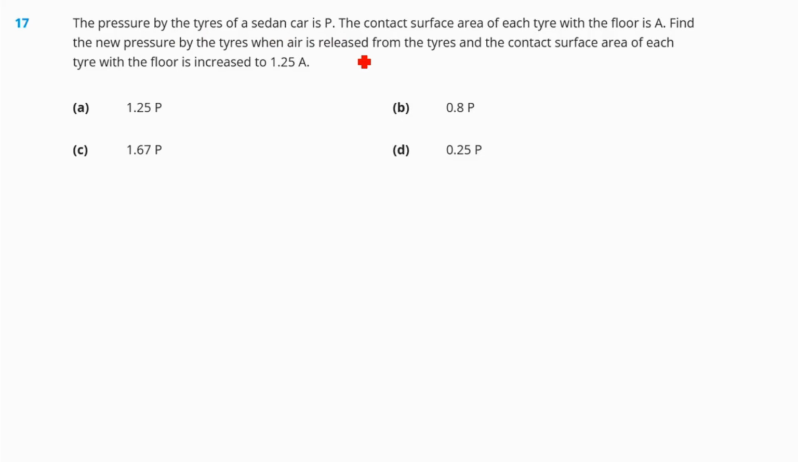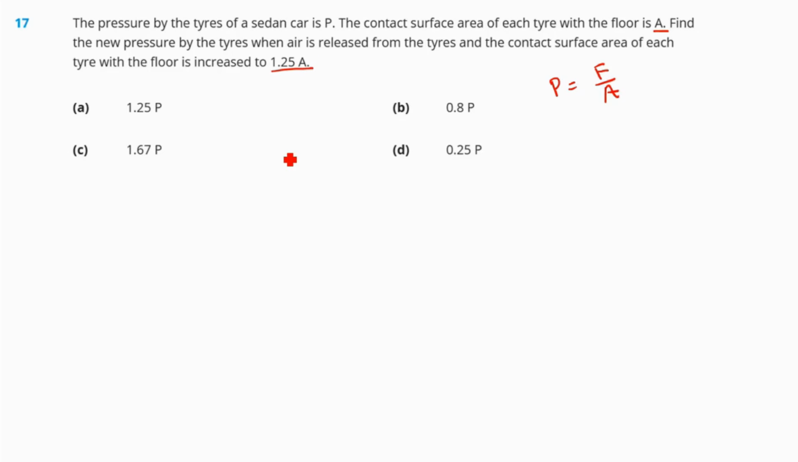The contact surface area of each tire with the floor is A. Find the new pressure by the tires when air is released from the tires and the contact surface area of each tire with the floor is increased from A to 1.25 A. So, we know that P is equal to F by A, right? So, the weight F of the car does not change. Only the contact area increases, correct?